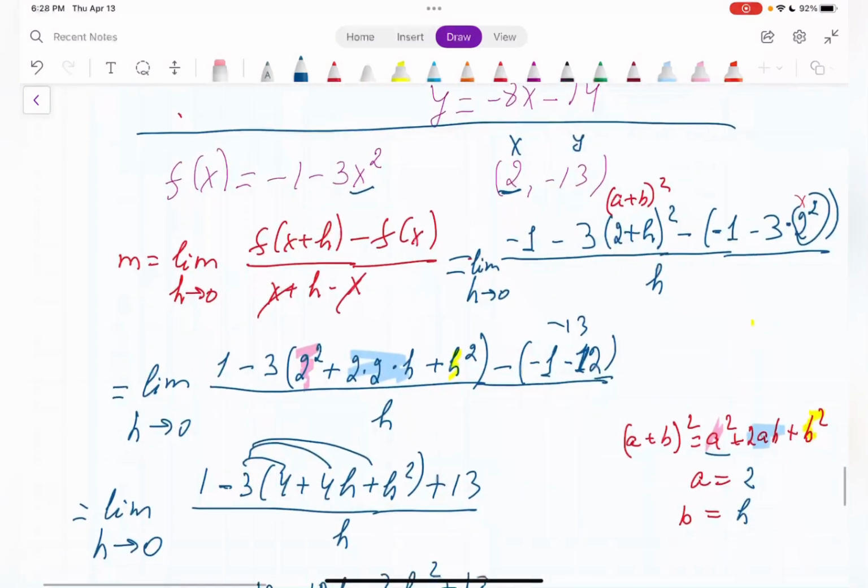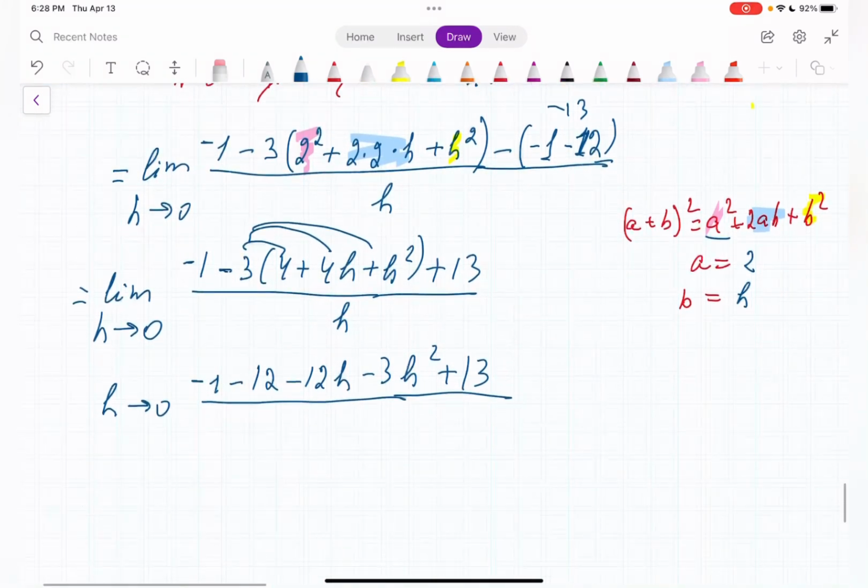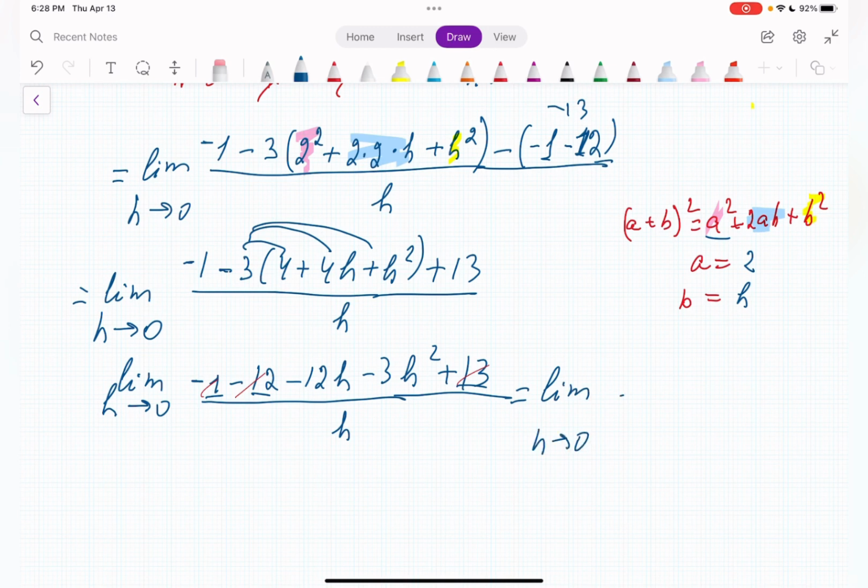Oh, it's negative 1 here, I'm sorry. So I'm going to add negative 1 everywhere. So I'm getting negative 1, negative 12, negative 13, and negative 1, negative 12, and this negative 13, which means I'm going to cancel this all together, divided by H. And we are getting the limit as H approaches 0, and we get what? Negative 3H squared minus 12H over H.